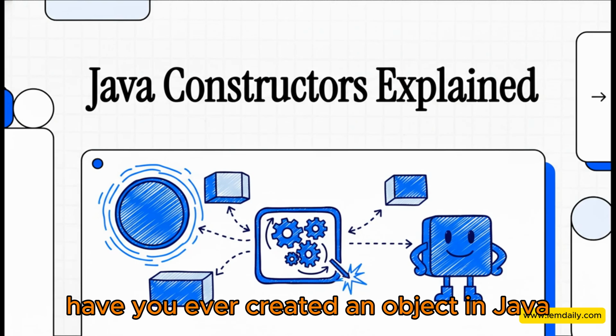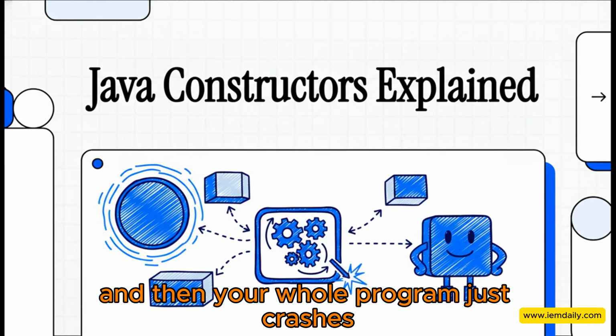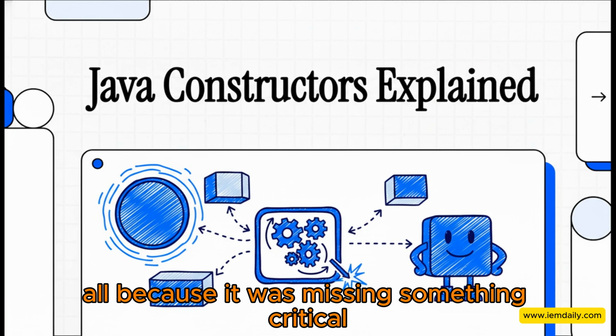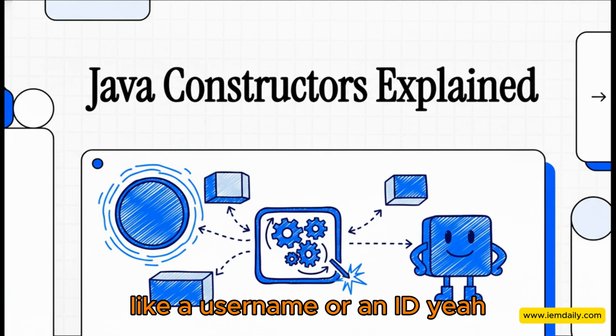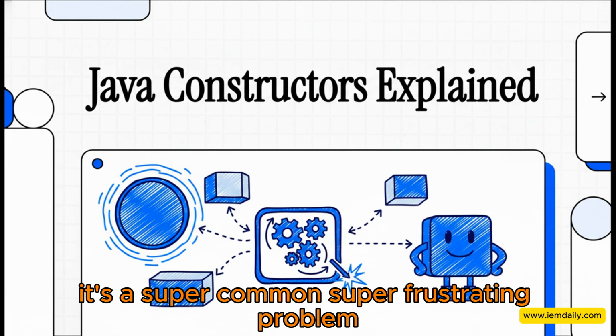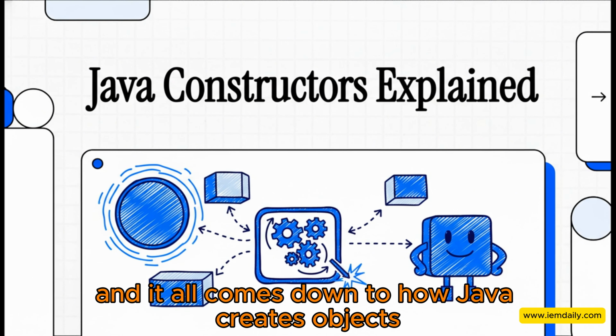Have you ever created an object in Java and then your whole program just crashes, all because it was missing something critical like a username or an ID? Yeah, it's a super common, super frustrating problem. And it all comes down to how Java creates objects by default.